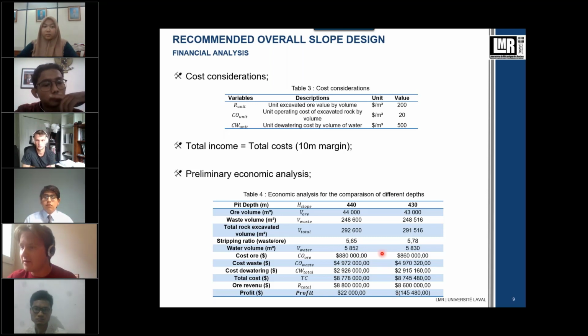Table 4 right here shows that the profit sign shifts between these two depths, which confirms that the economic criteria was met. With a design of 440 meters, the 10-meter margin is also respected.